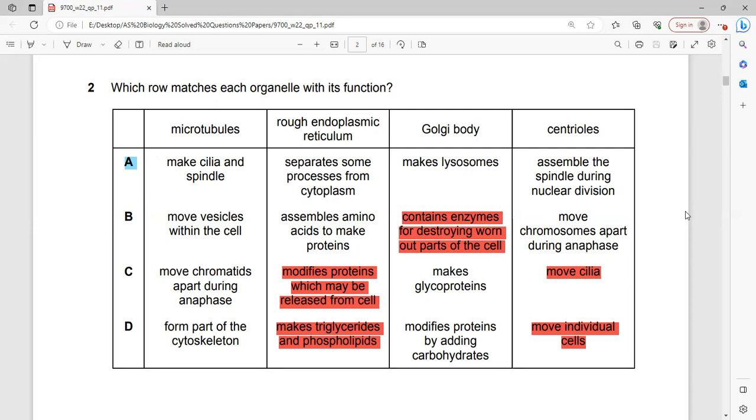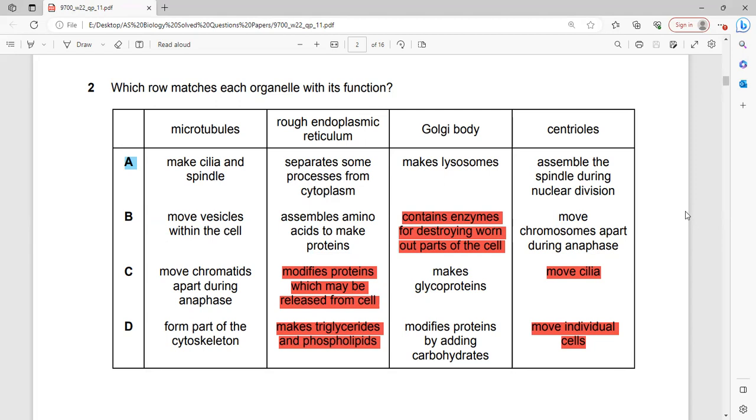The Golgi body makes lysosomes. It is correct. The function of the Golgi apparatus or Golgi body is to make lysosomes. And this contains enzymes for destroying one part of the cell. This is the function of lysosomes. Lysosomes contain hydrolytic enzymes, which perform intracellular digestion. Now here, option A is correct. So next we shall verify only the fourth column, and then proceed to the next question.